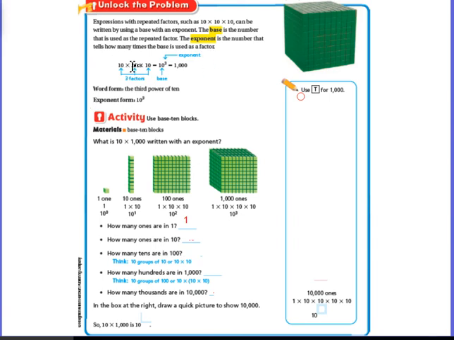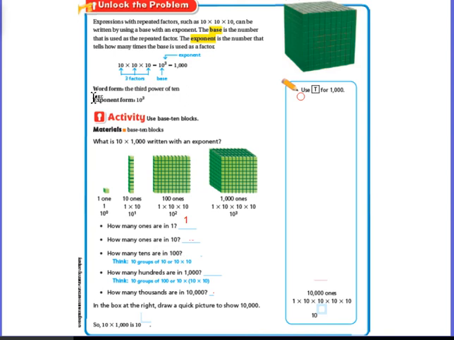So our factor is 10. So we could write 10 times 10 times 10. Or we could just write the factor we're using, 10, and how many times are we repeatedly multiplying it? 3 times, which is the exponent. And 10 times 10 is 100. 100 times 10 is 1,000.